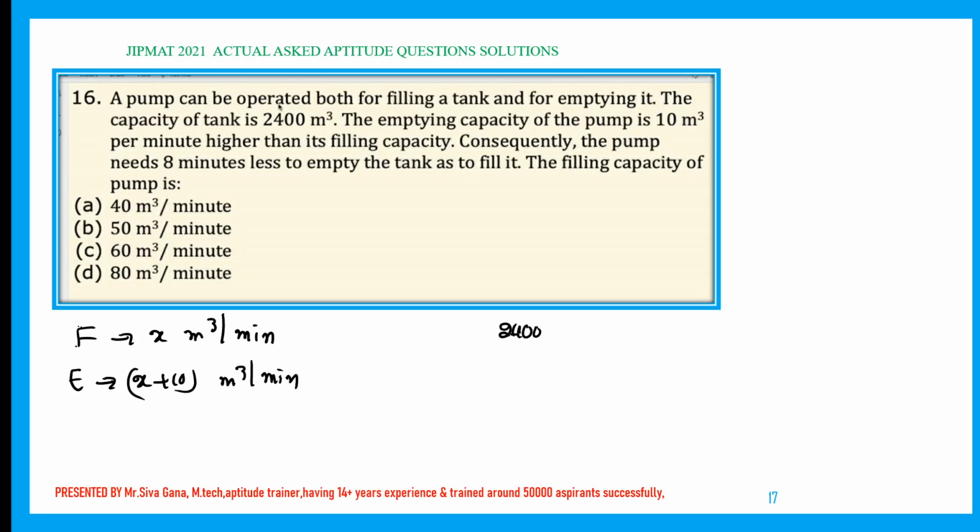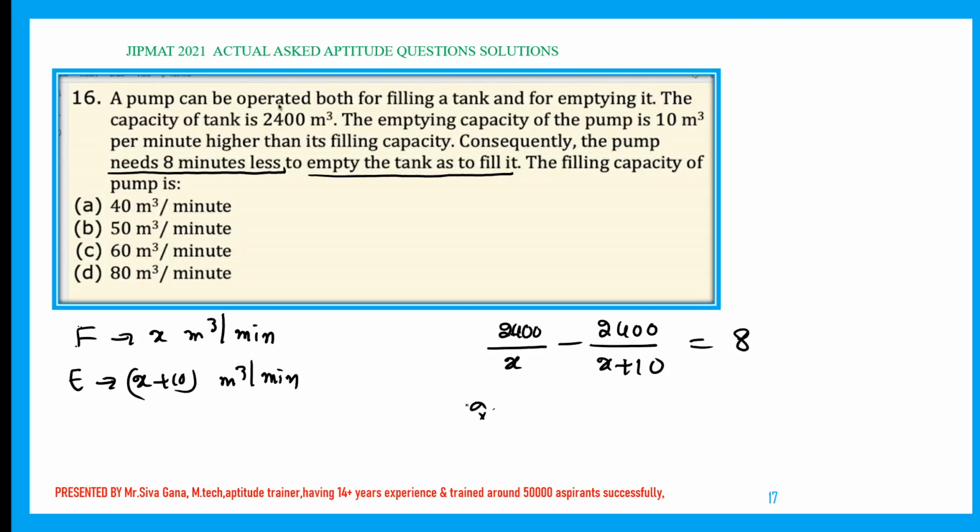Now, the pump needs 8 minutes less to empty the tank than to fill. Okay, the difference between emptying and filling is 8 minutes. So time taken to fill is 2400 divided by x. Time taken to empty is 2400 divided by x plus 10. This difference is given as 8. If you solve, you will get the value of x.